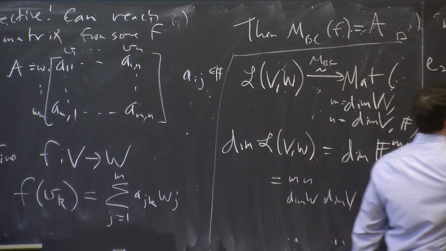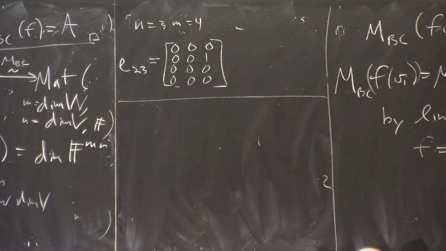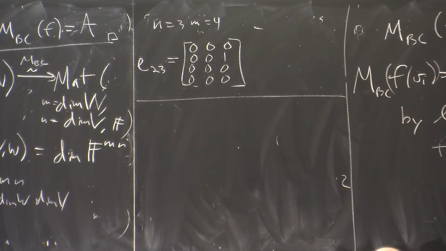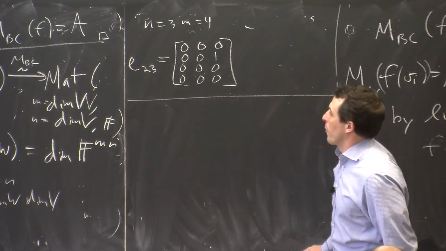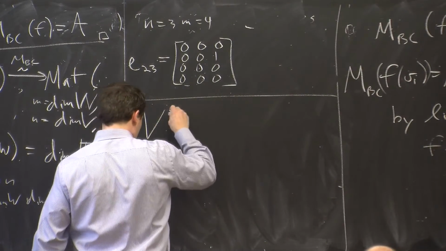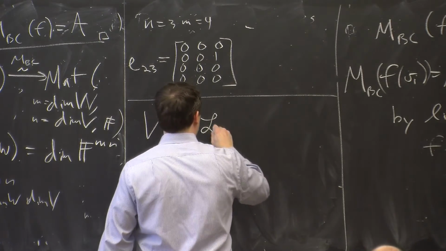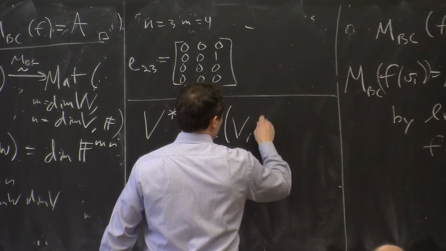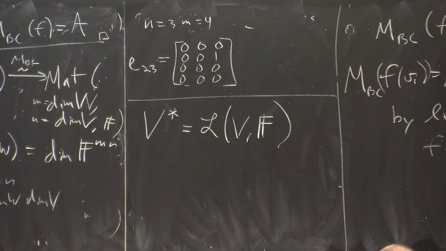I want to give another example to illustrate this idea of whether an isomorphism is given to us or something we have to choose, by thinking about this space here, V dual. So V is a finite dimensional vector space, and V dual is the space of linear transformations from V down to the field. So V has dimension n. What dimension does V dual have?